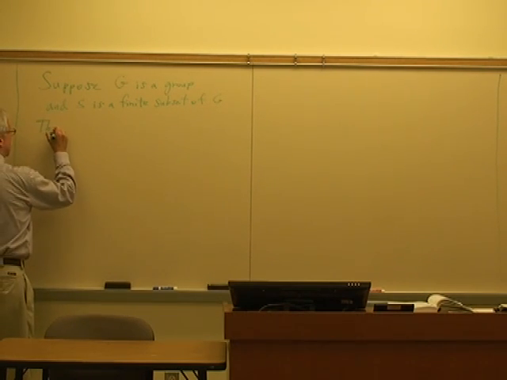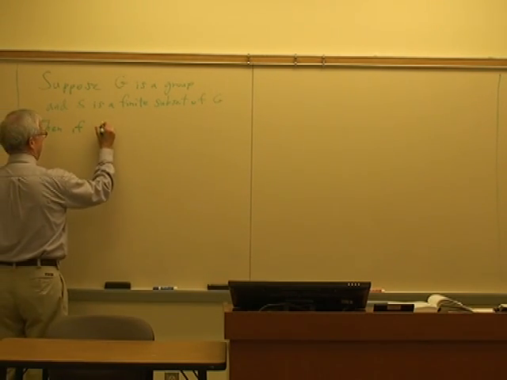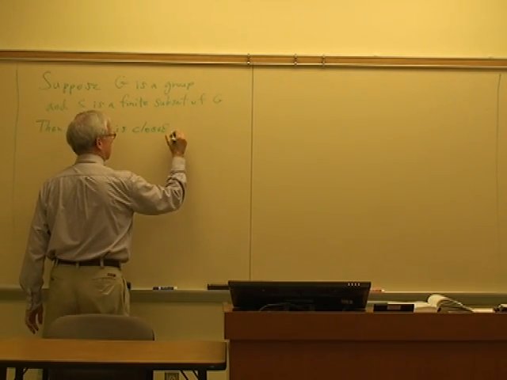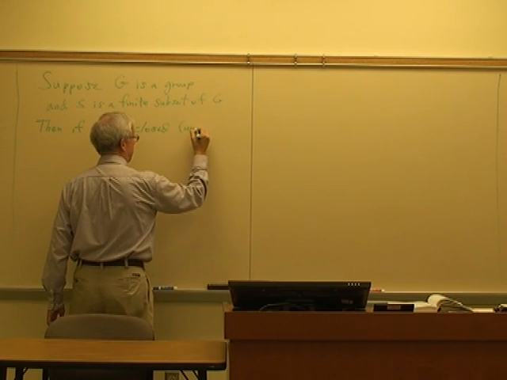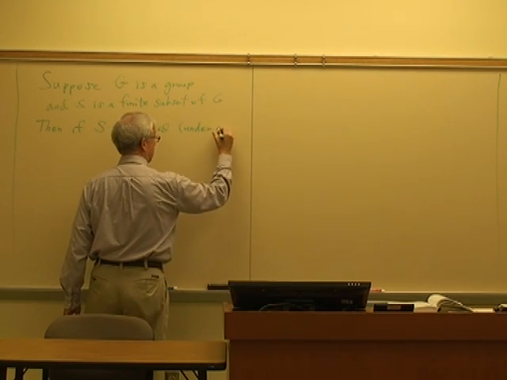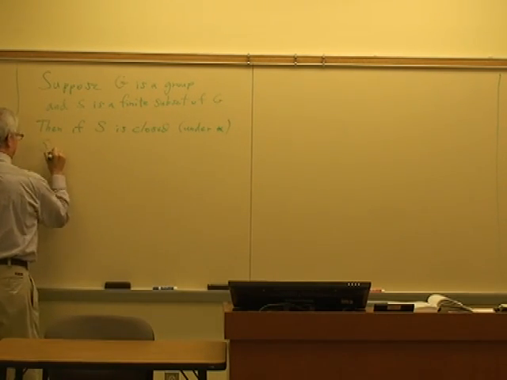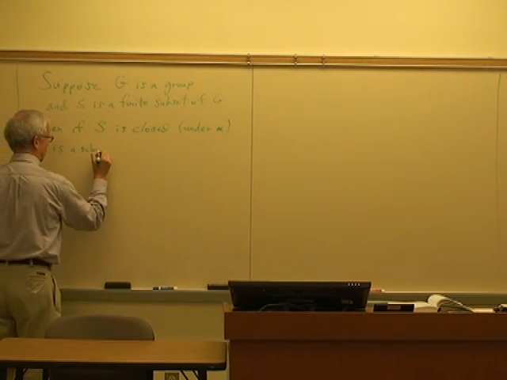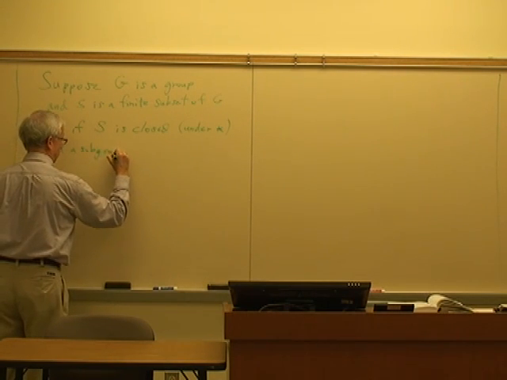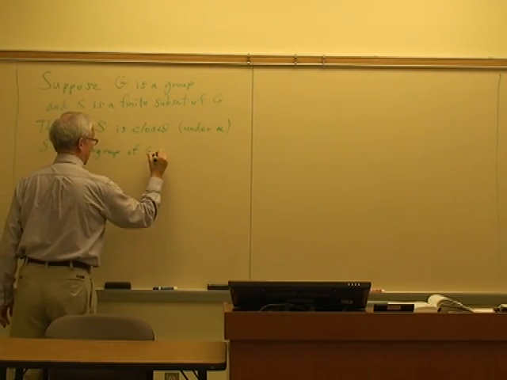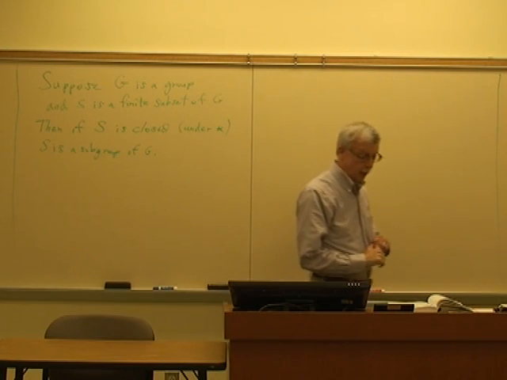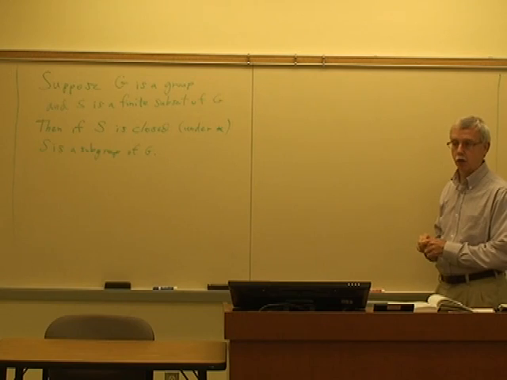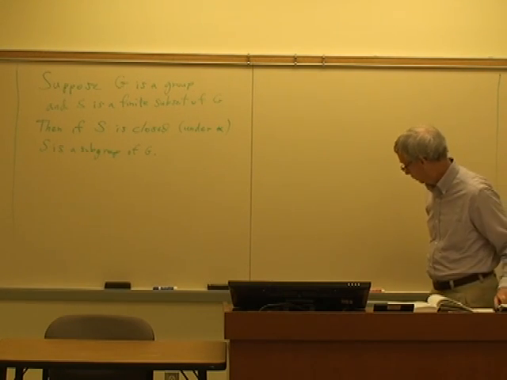Then, if S is closed under the group operator, S is a subgroup. This is called the finite subgroup test. That's a lot easier, right? All I have to do is prove closure and I'm done. Why does it work?